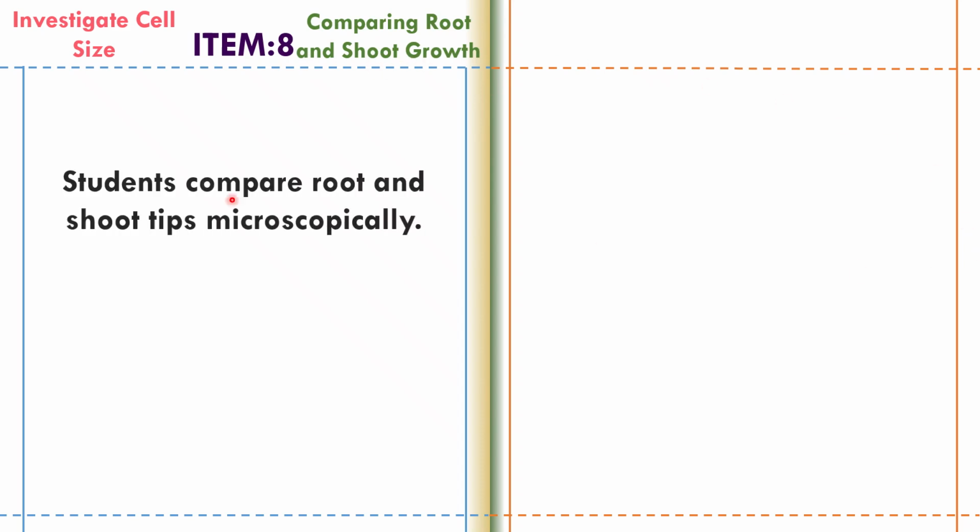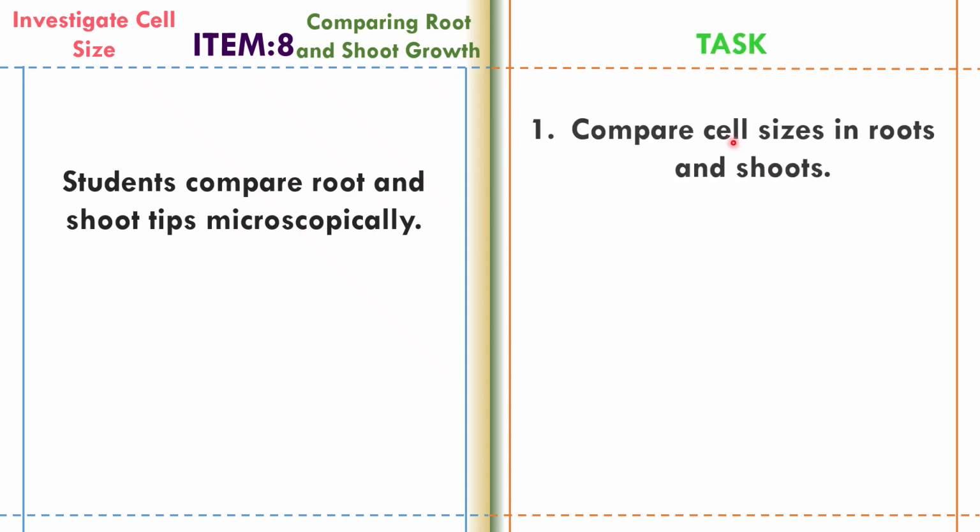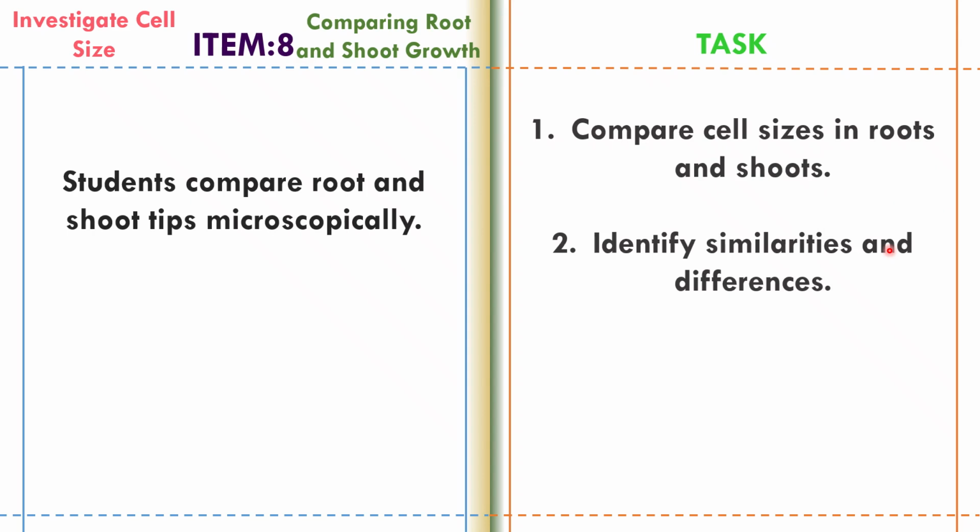Still under investigation of cell size, item 8: comparing root and shoot growth. Students compare root and shoot tips microscopically. Task: compare cell size in roots and shoots, identify similarities and differences, and explain significance.